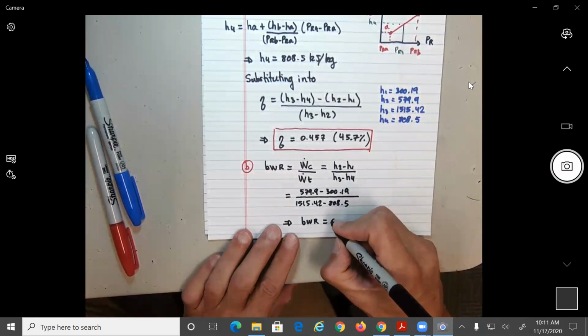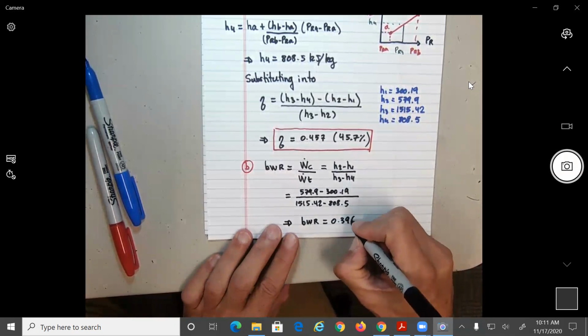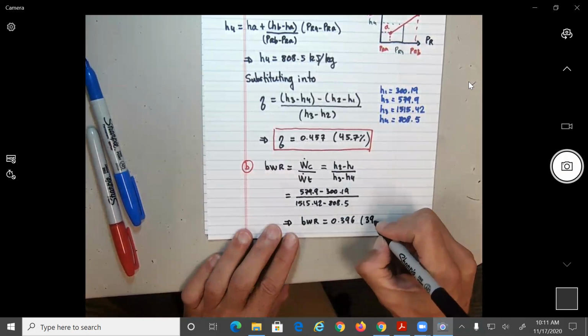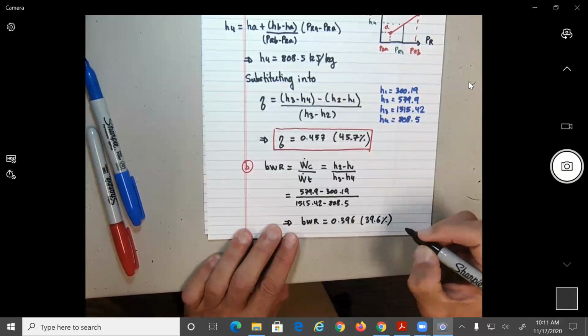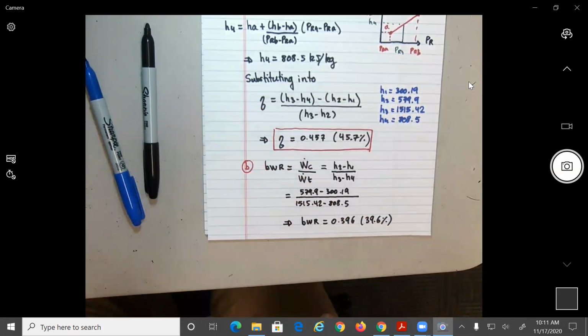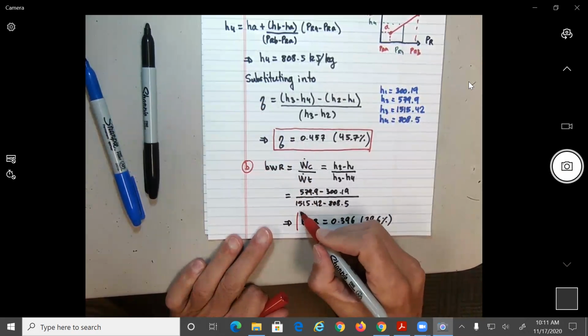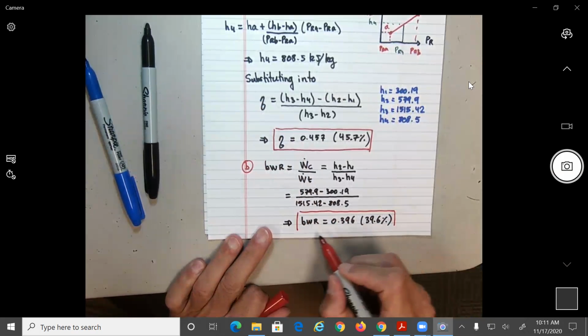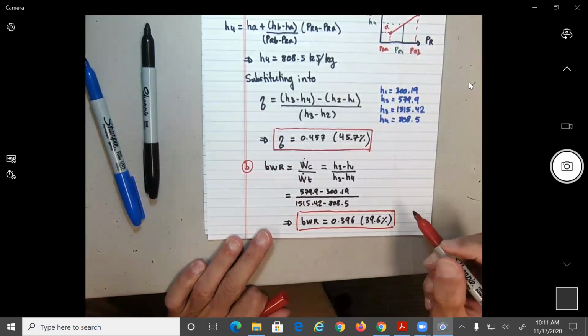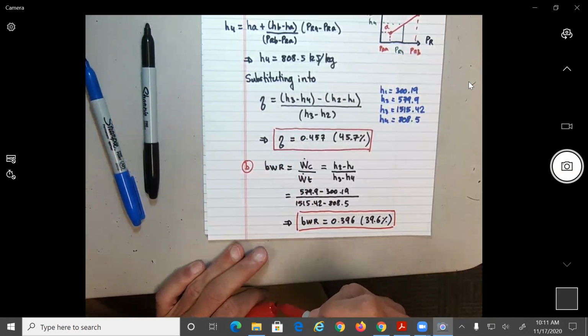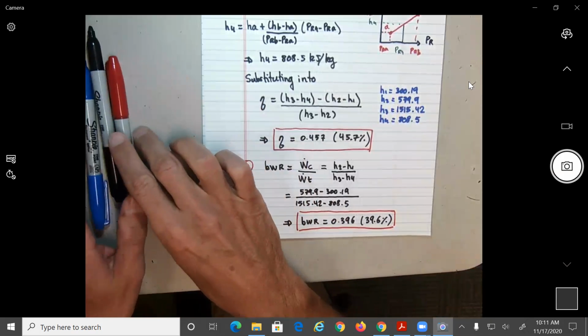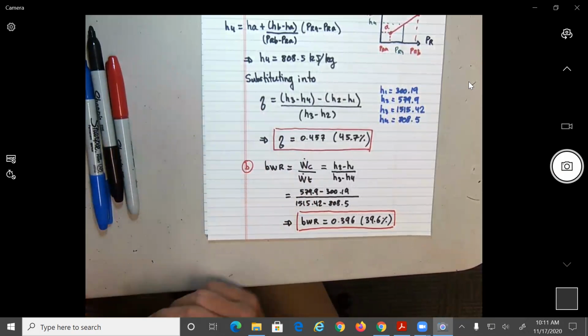39.6%. So 0.396, which is 39.6%. All right? So a lot of the power generated by the turbine goes back to the turbine to make it run, no? All right?